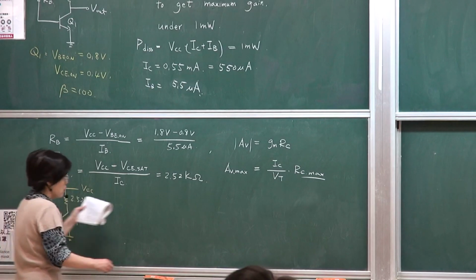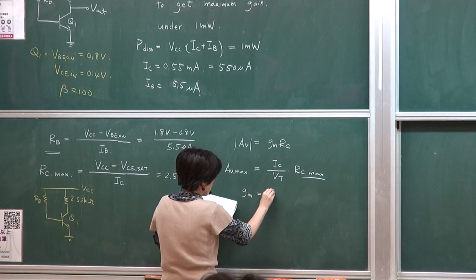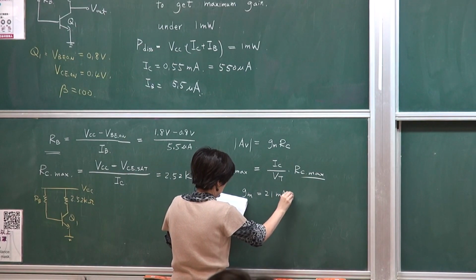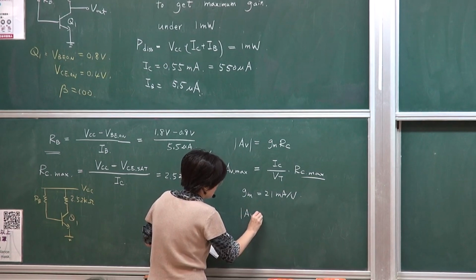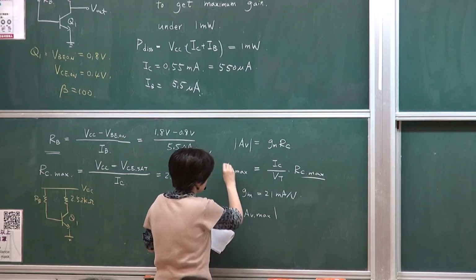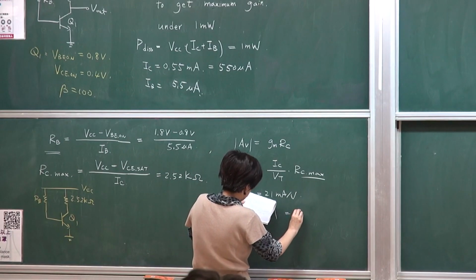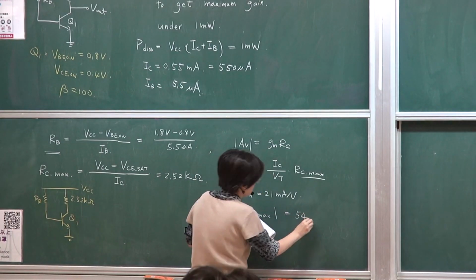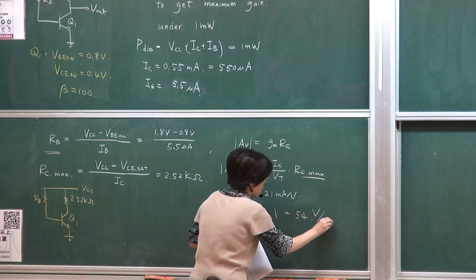The GM is about 21 milliamp per volt, which will give you a voltage gain, AV max, would then be about 54. Okay?